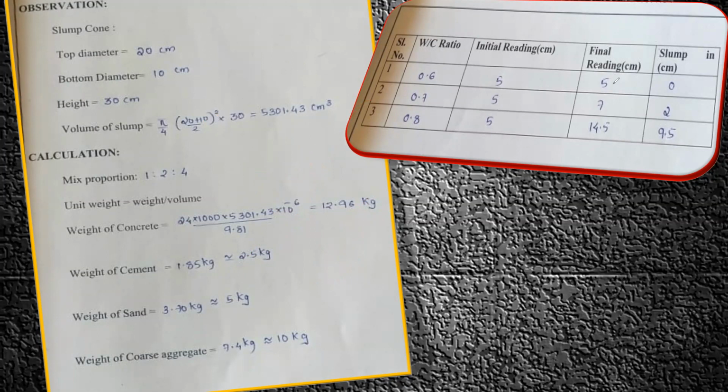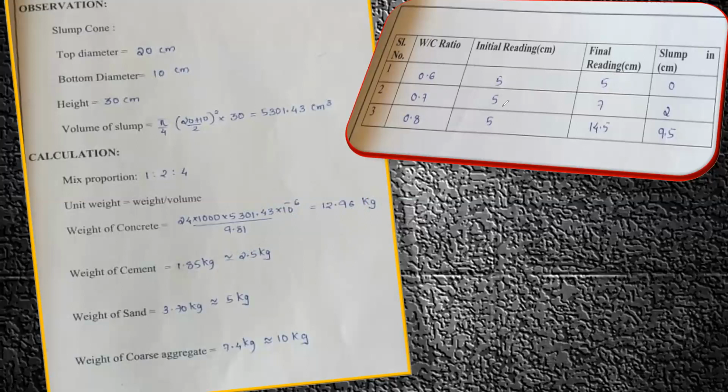So coming to the final reading, for 0.6 water cement ratio, the final reading is that once you prepare the slump cone and once you try to lift it, whatever subsidence you are going to get, that is called the final reading. The slump is called final here. Okay. So the final reading is how much? 5 only, because it did not subside.